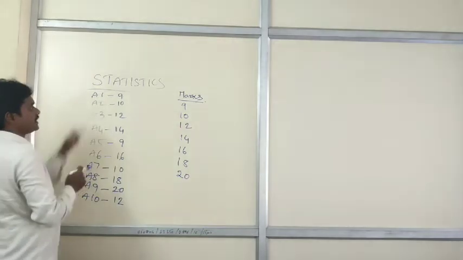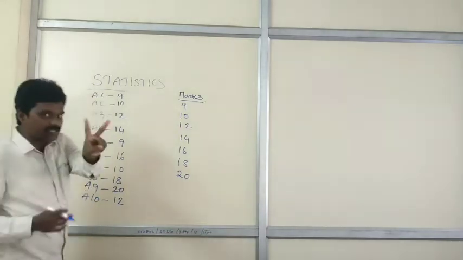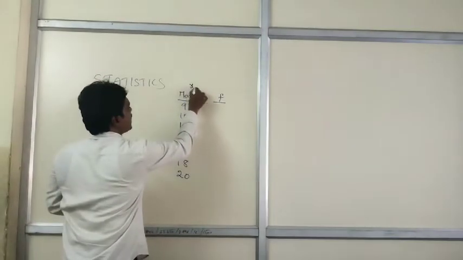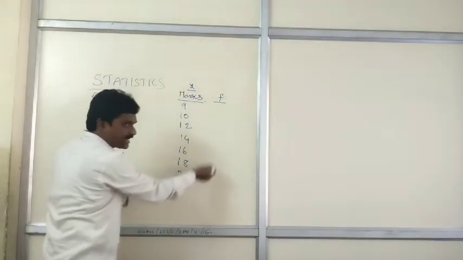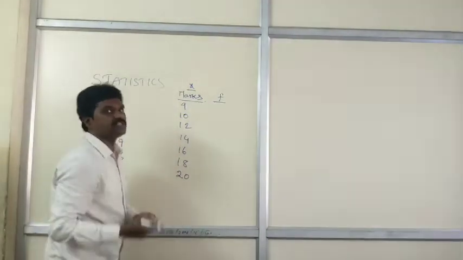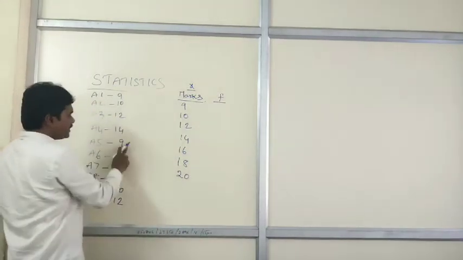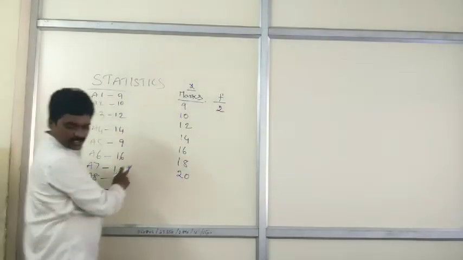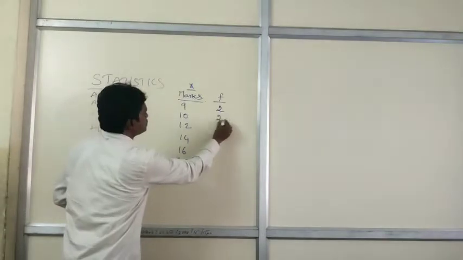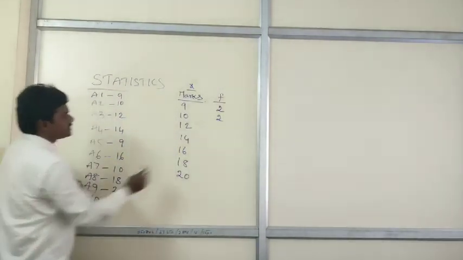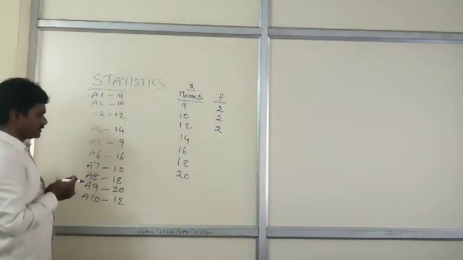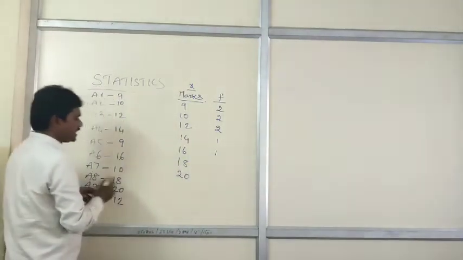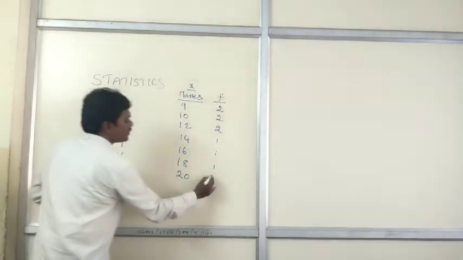Now observe very clearly. 9 marks, 2 students got. This is the frequency, the number of students. Supposing marks as X, and these are the number of students, the frequency, how many times it is repeated. 9, how many students got? 2 students got. 10, how many students got? 2 students got 10 marks. Now 12, how many students got? 2 students got 12 marks. And 14, how many students? 1 student. 16, 1 student. 18, 1 student. And 20, 1 student.